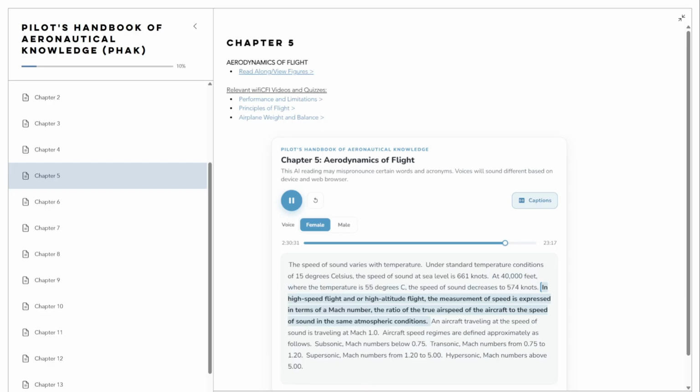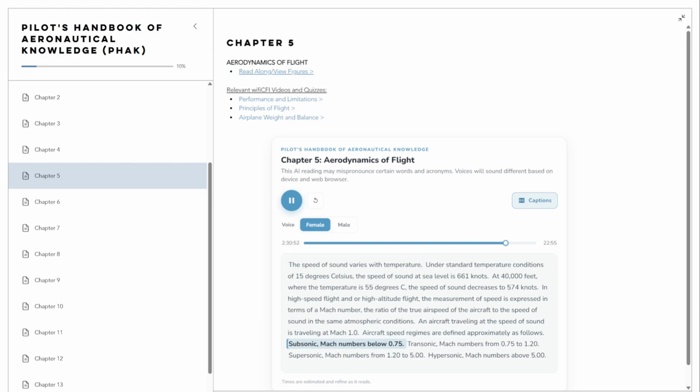In high-speed flight and/or high-altitude flight, the measurement of speed is expressed in terms of a Mach number, the ratio of the true airspeed of the aircraft to the speed of sound in the same atmospheric conditions. An aircraft traveling at the speed of sound is traveling at Mach 1.0. Aircraft speed regimes are defined approximately as follows.